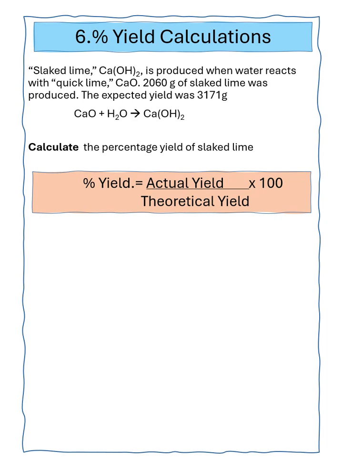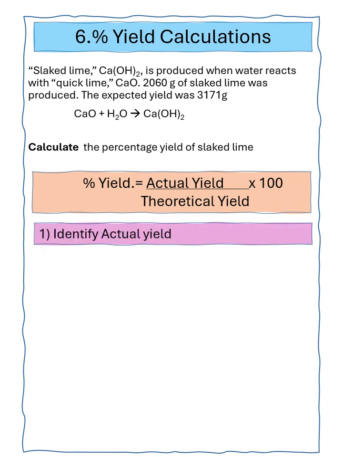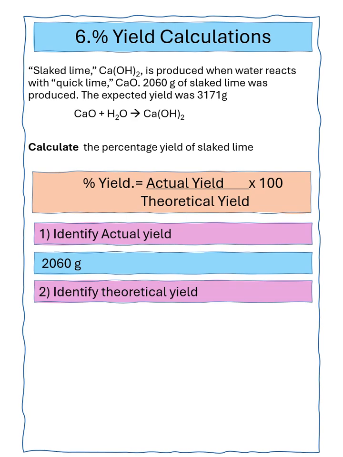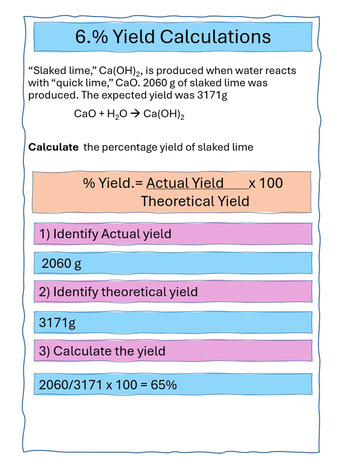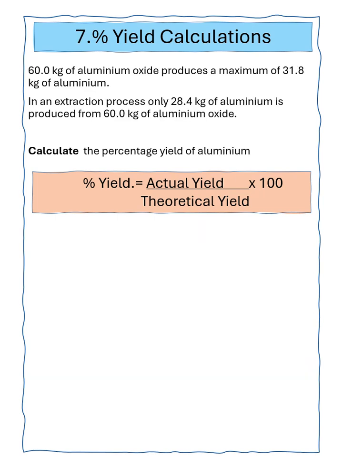So percentage yield is actual yield divided by theoretical yield times by 100. We first need to identify the actual yield. So in this question, the actual yield was 2,060 grams. We then need to identify the theoretical yield from the information, and the theoretical yield is 3,171 grams. Put the numbers into the equation to calculate the yield. So 2,060 divided by 3,171 times it by 100 to turn it into a percentage. That equals 65% yield.